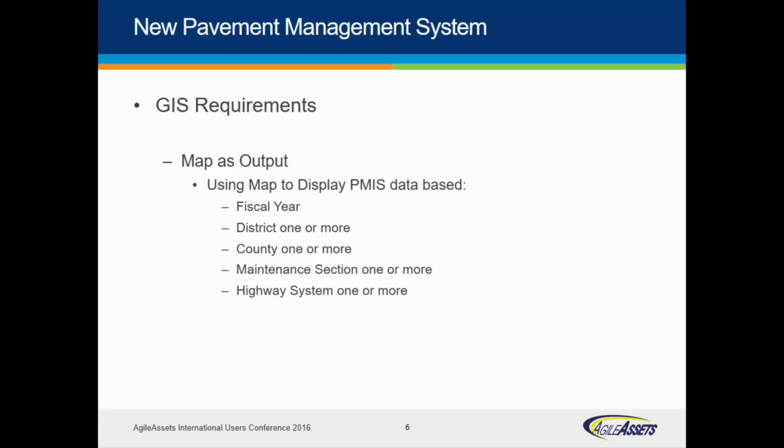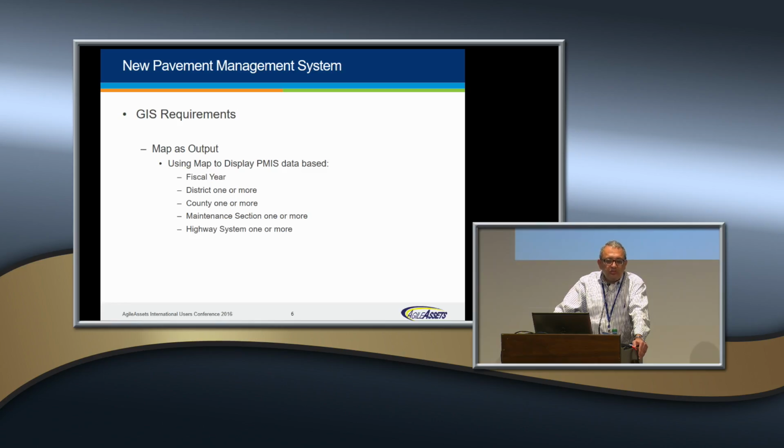So when TXDOT started the discussions with AgileAssets about using Pavement Analyst, part of the discussion was the emphasis that we need a good GIS system included in Pavement Analyst that will replace MapZapper. The districts are used to the mapping capabilities. The districts like using maps, and we need to have a very good mapping functionality inside Pavement Analyst.